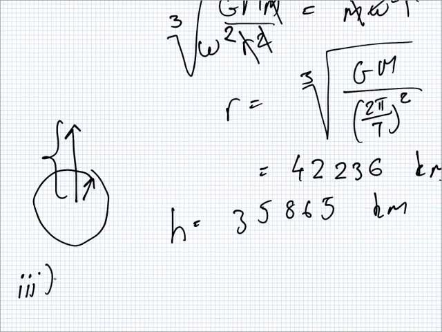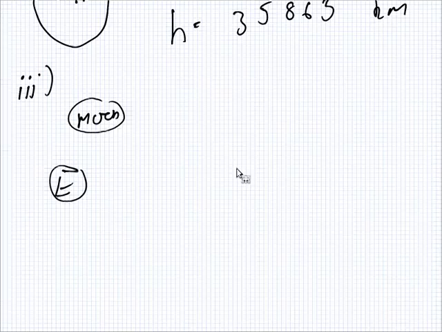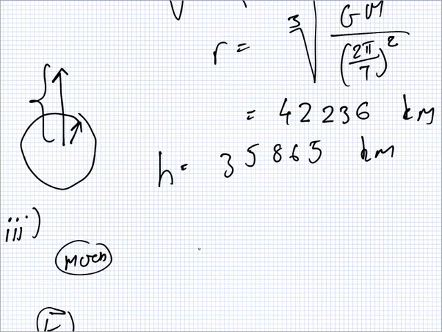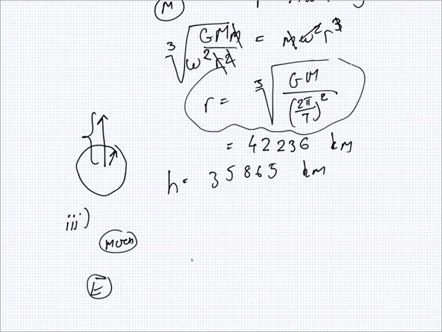The moon orbits the Earth every 27.3 days. What's the radius of the orbit around the Earth? So what we have now is, here is the Earth, here is the moon, and they want the radius. I can use the same formula as earlier. The only thing I have to change is the time, which is 27.3 days.